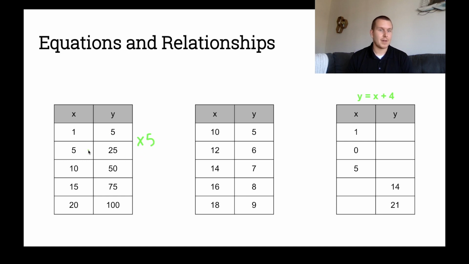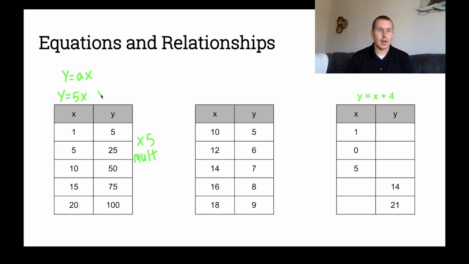1 times 5 gives us 5. 5 times 5 is 25. 10 times 5 would be 50. 15 times 5 would give us 75. And 20 times 5 would get us 100. So we know that this is going to be a multiplicative relationship. I'm just going to abbreviate because I'm a mathematician and mathematicians are lazy. So multiplicative relationship. So we're going to need to write it in y equals ax form. So I'm going to write y equals 5x.